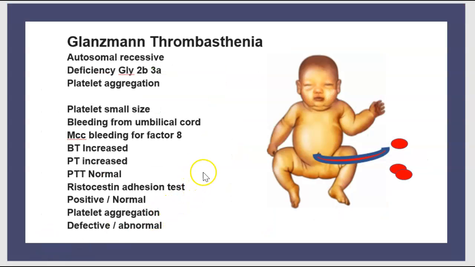If in the phase of aggregation there is a deficit in glycoprotein 2b3a, that causes Glanzmann thrombasthenia. Autosomal recessive, with impaired platelet aggregation. There is bleeding from the umbilical cord. Bleeding time is increased, prothrombin time is increased, and PTT is normal.